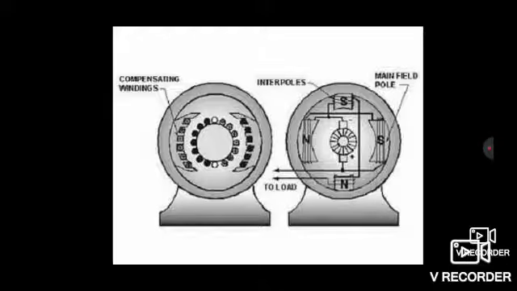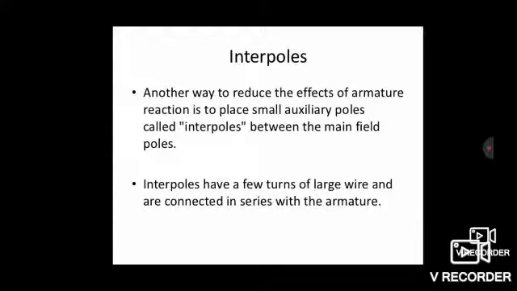The first diagram shows the compensating winding diagram and the second diagram shows the interpoles diagram. The compensating windings are located in the pole shoes. It is a two-pole machine. The vertical poles are the interpoles and the horizontal poles are the main field poles. Let us discuss interpoles.